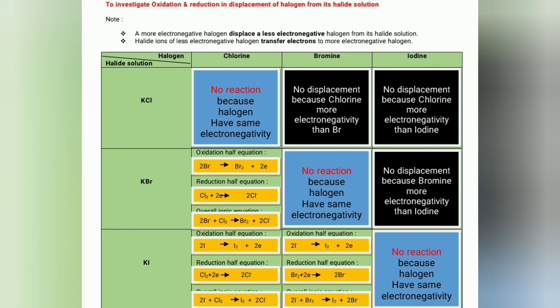To investigate oxidation and reduction in displacement of halogen from its halide solution, a few tips here. A more electronegative halogen will displace a less electronegative halogen from its halide solution. Halide ions of the less electronegative halogen will transfer electrons to the more electronegative halogen.